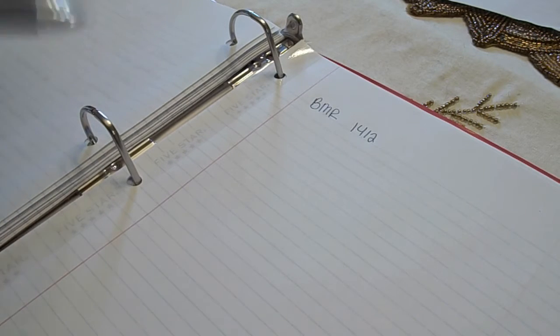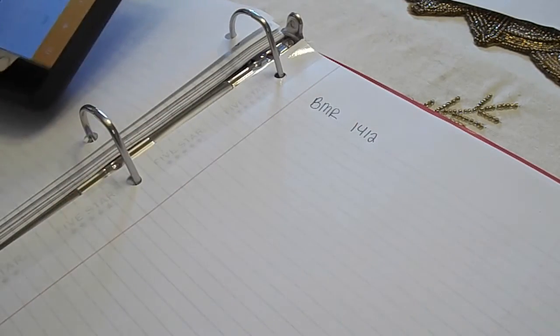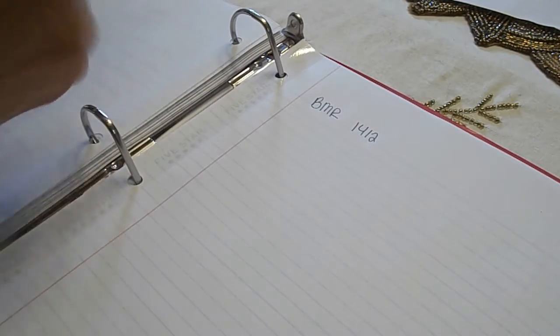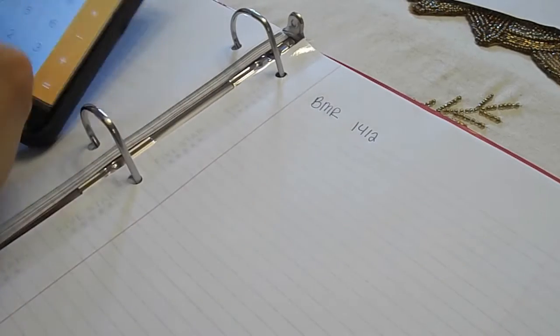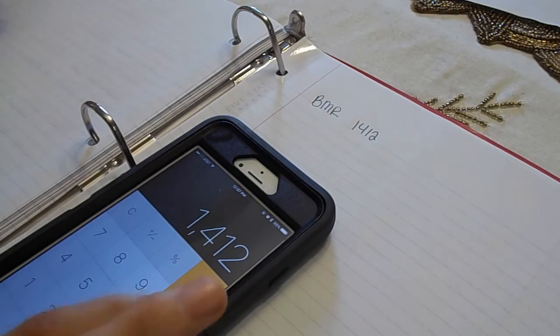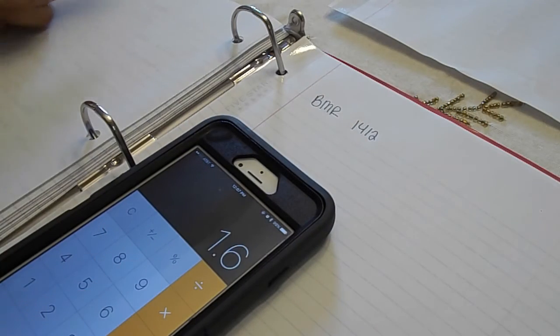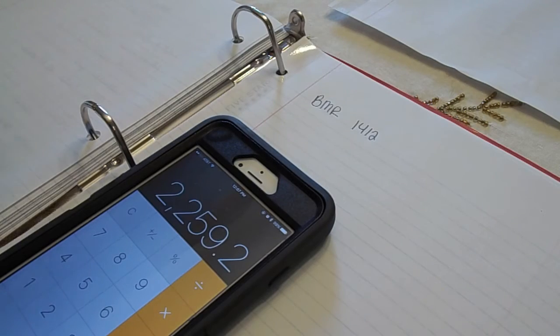You how to calculate your macros. So this is my BMR, 1412. That's how many calories I burn per day if I just laid in bed all day. Now, I'm going to take 1412 and multiply that by the 1.6, like I told you, for my activity level, and that's 2259.